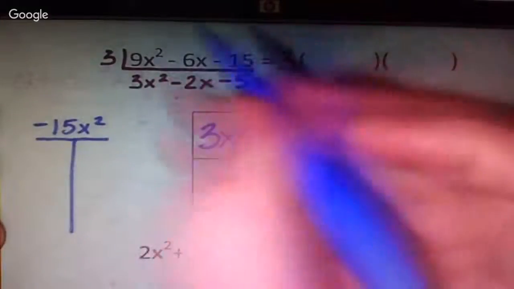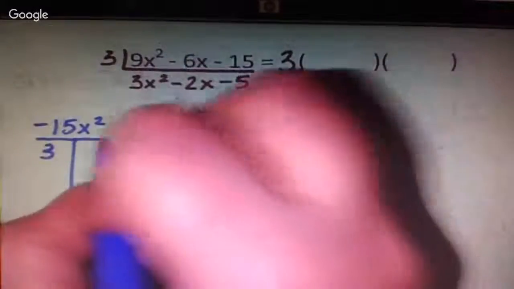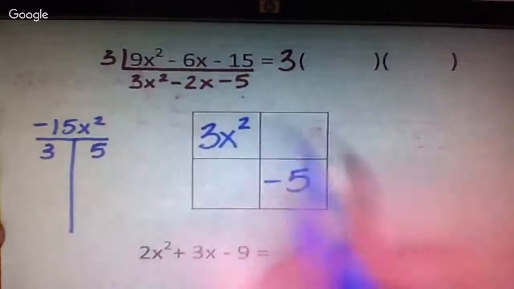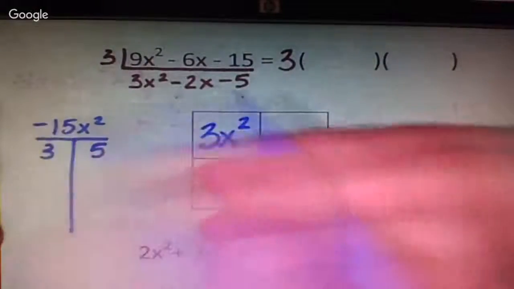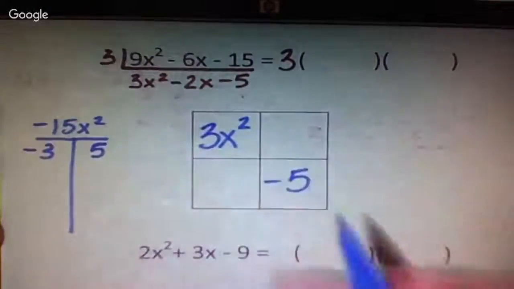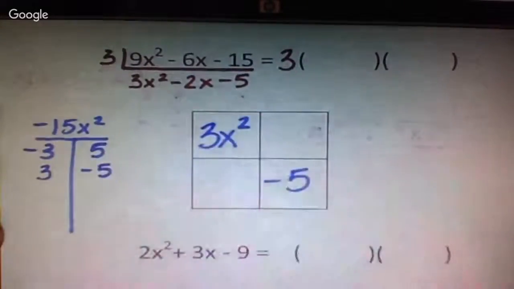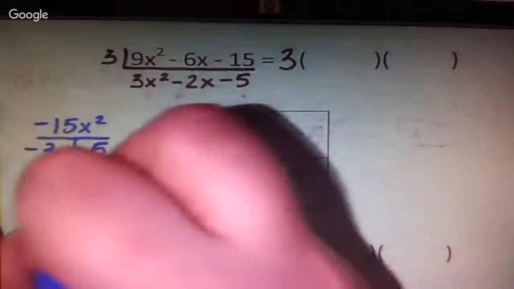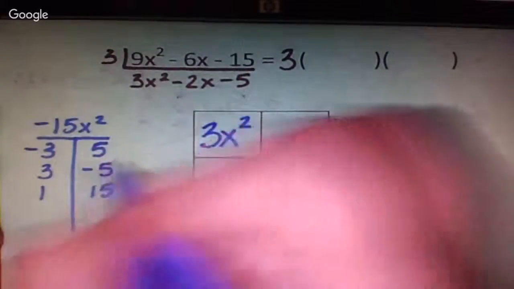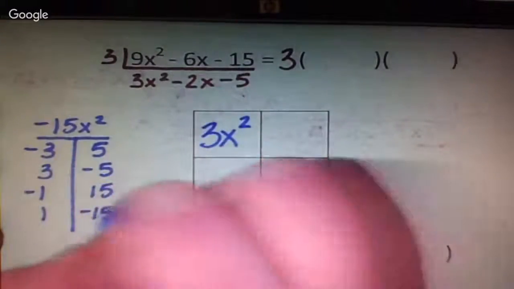Okay, so Bobo says 3 and 5. Remember, this is negative. So I can have -3 and +5, or +3 and -5. What else works for 15? 1 and 15. Okay, -1 and +15, or +1 and -15.